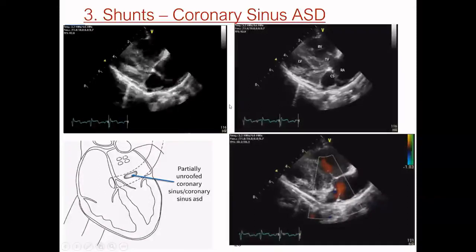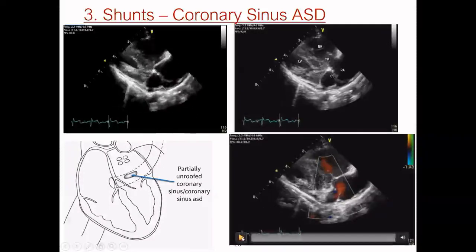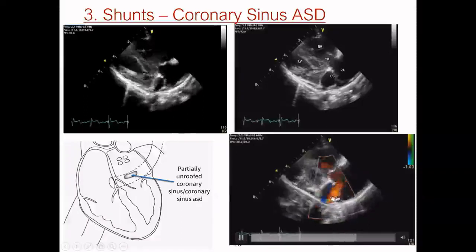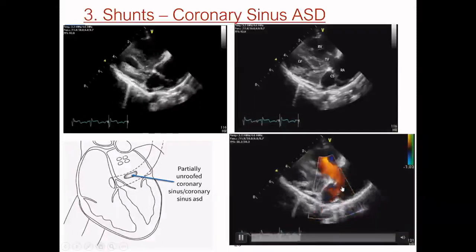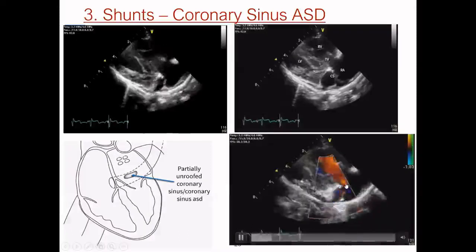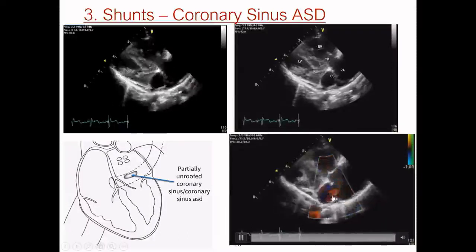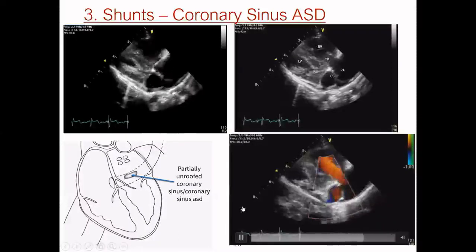And then this is where there's a shunt between the left atrium and the coronary sinus. You can see here the coronary sinus is dilated and a clear shunt of blood from the left atrium flowing into the coronary sinus. So left to right shunt.